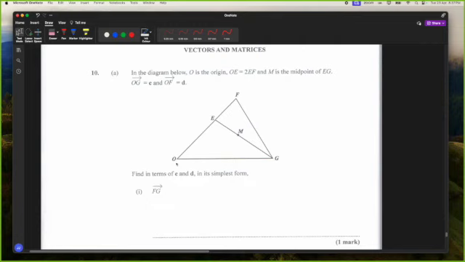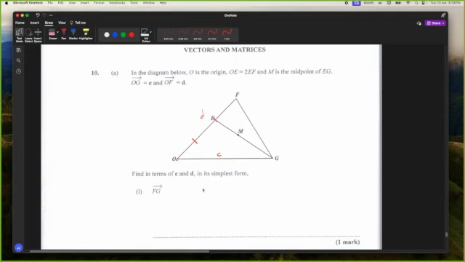So in the diagram below, O is the origin, so we're dealing with position vectors here, and OE is 2EF. So whatever distance this is, OE is twice that. So we're talking about OF being cut into 3 pieces, of which OE is 2/3 of OF. Right? You can see that there. And M is the midpoint of EG. OG is small c, and OF is small d. And notice the direction.